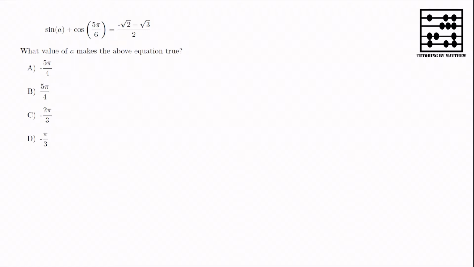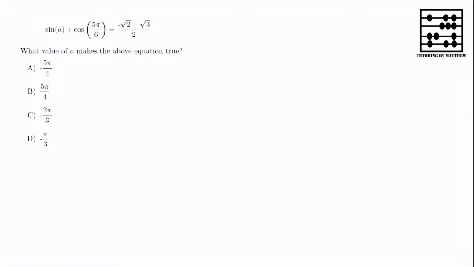This week's question involves an equation that contains trig functions, specifically the sine of a and the cosine of 5 pi over 6. The question asks, what value of a makes the above equation true? So the left-hand side is a sum of these two trig functions, but the key here is that the right-hand side is also a sum of two terms when we rewrite the fraction.